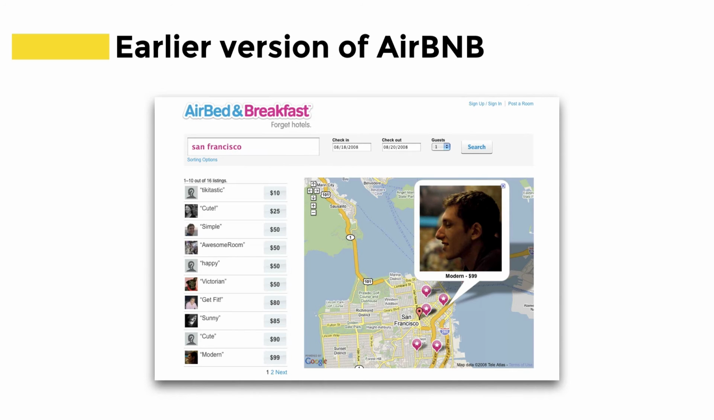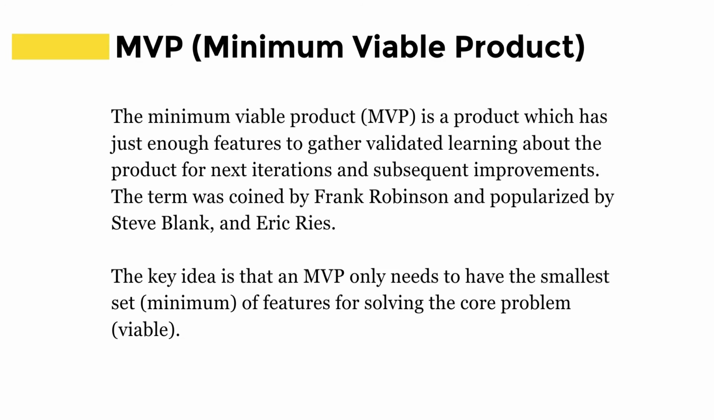And that product is actually what we call a minimum viable product, an MVP. An MVP is a product which has just enough features. So your features might not be the full suite of features, but it's good enough. So you want to gather validated learnings about the product to prepare for your next iterations and also your subsequent improvement. The term MVP was actually first coined by Frank Robinson and has been widely used by a lot of different startup people like Steve Blank and Eric Ries.